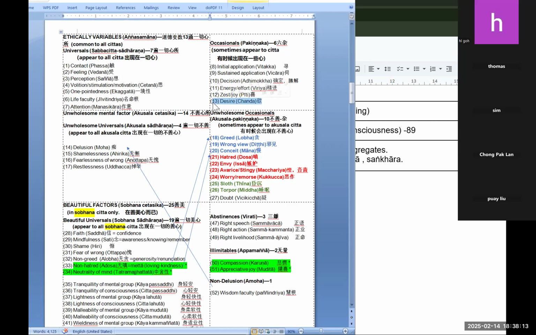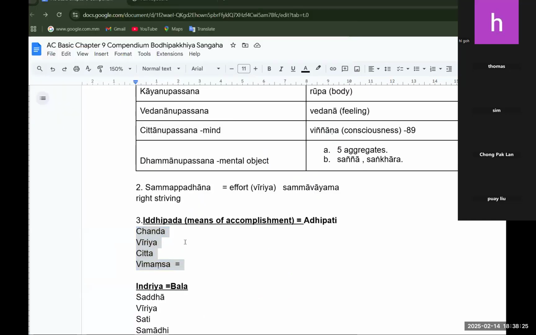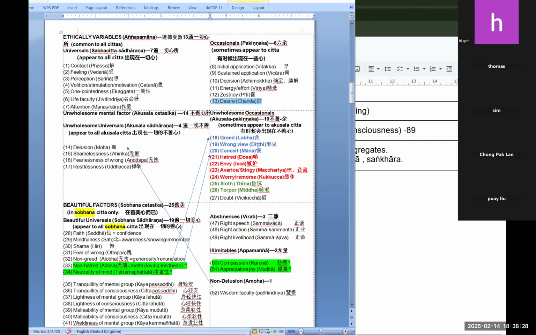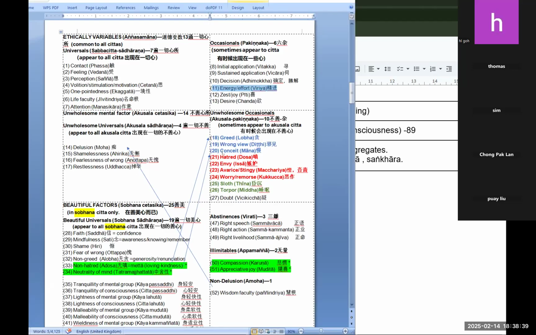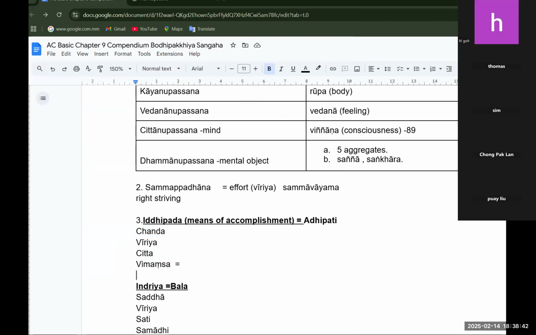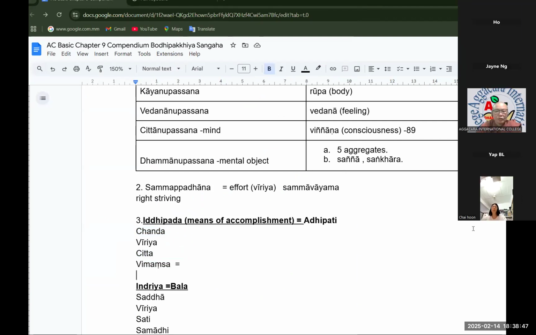Okay, so this one. When we studied the Cetasika, under the Pakinnaka, occasionally there will be chanda. Then the second one will be viriya. Viriya will be under this one. So chanda, viriya, chitta. Chitta will be all the consciousnesses. Now, vimamsa. The Pali word is vimamsa, but in the Cetasika, we don't have vimamsa.